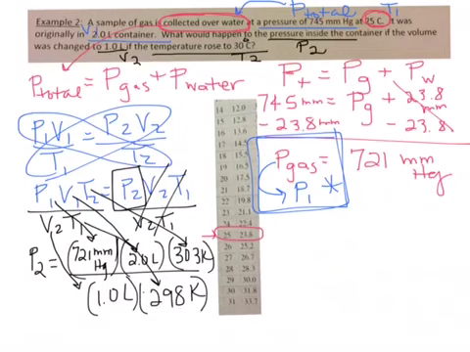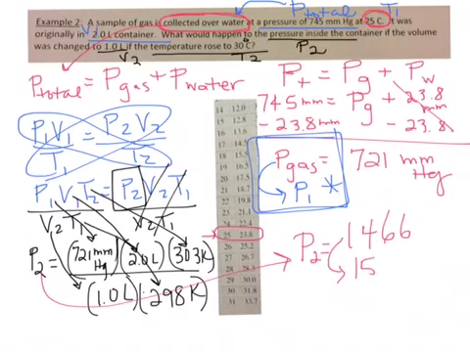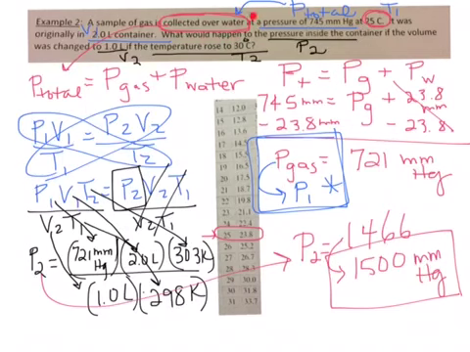Crank that out into our handy dandy calculator, and we get the new pressure is 1,466. Since I love sig figs so much, it is 1,500 millimeters of mercury. So that's that. The only thing you can't forget is collected over water. This is P total. Find that P gas so it can become your P1 in your combined gas law.